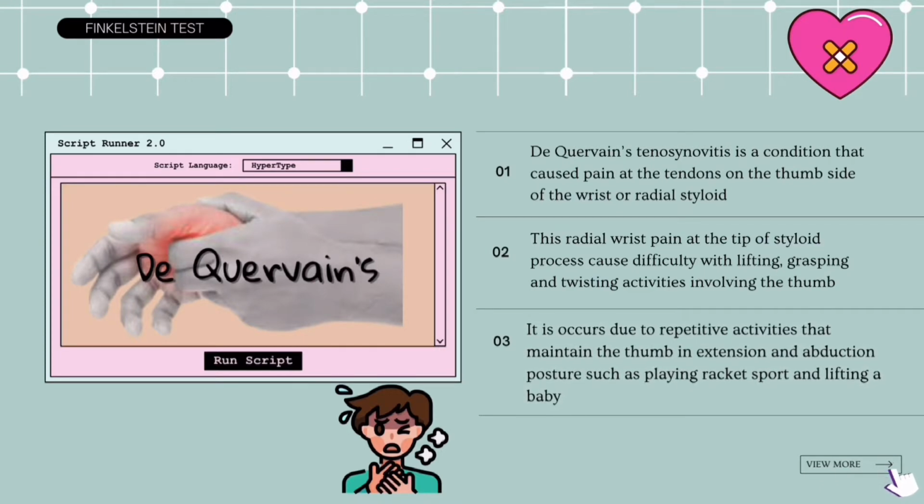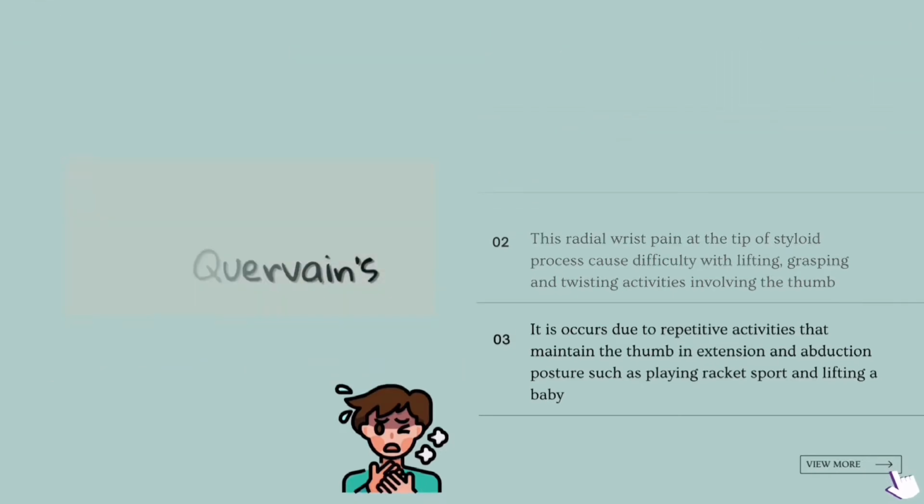De Quervain tenosynovitis is a condition that causes pain at the tendons on the thumb side of the wrist, or radial styloid. This radial wrist pain at the tip of the styloid process causes difficulty with lifting, grasping, and twisting activity involving the thumb. It occurs due to repetitive activities that maintain the thumb in extension and abduction posture, such as playing racket sport and also lifting a baby.